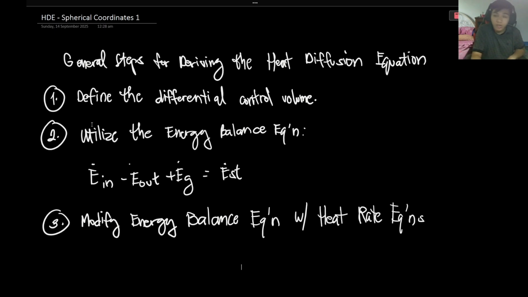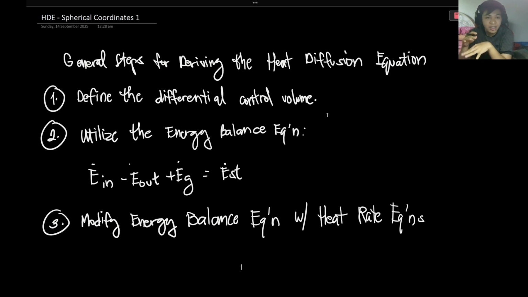Before we derive anything, let's have our steps in deriving the heat diffusion equation. First, we must define the differential control volume. It's important to know the difference between the control volume and the differential control volume. When we speak of differential control volume, it's just a segment of the control volume itself. We'll see that later on. For the second step, we have to utilize our energy balance equation. It's basically our energy in minus our energy out plus our energy generated is equal to energy stored.